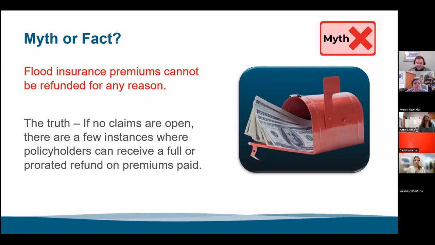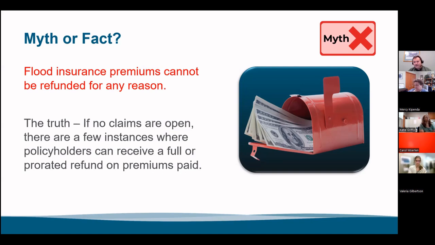So the first one is if a home purchase falls through. What I talked about earlier is that if you're obtaining a mortgage in the floodplain, you'll be required to purchase flood insurance, which means a lot of times purchasing a home is conditional upon you purchasing a flood insurance policy. Now, if that home purchase then falls through for whatever reason, inspections or disagreements on negotiations, you can then get a refund on that premium that you paid for, and that would be a full refund.